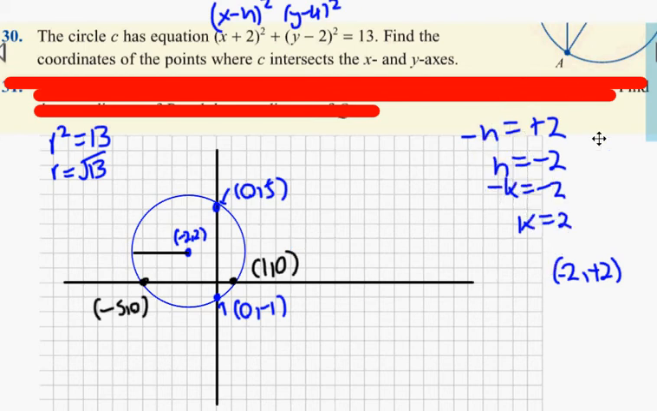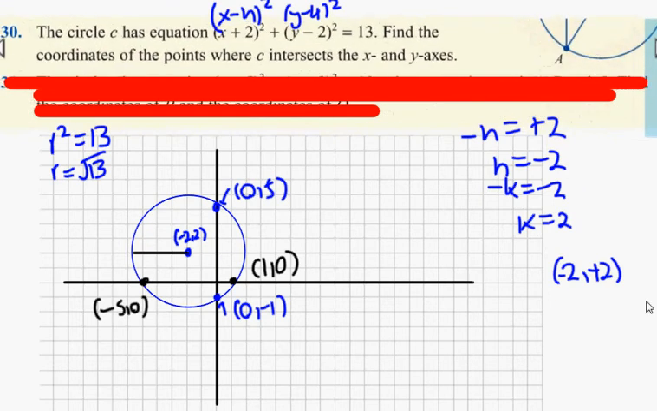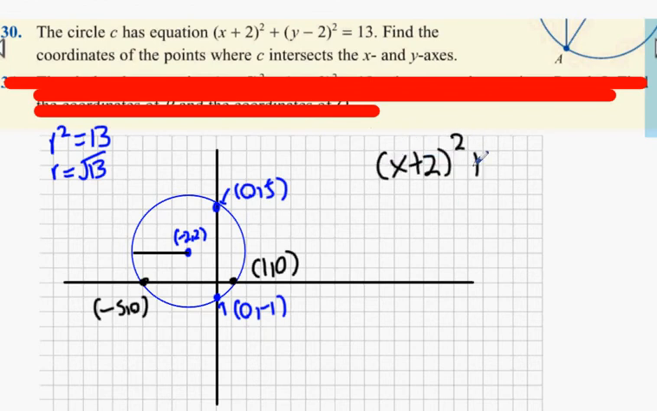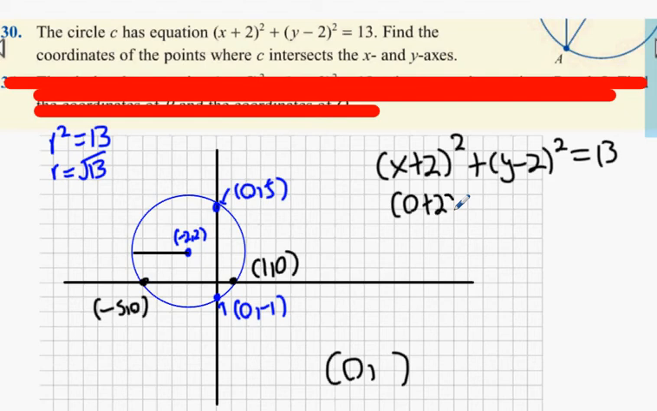So, here's what we're going to do. What's guaranteed about every point on the y-axis? And what is the first number? X is going to be 0. So you have chosen x to be 0. How do you use your formula when you choose x is 0? What do you have to do to all the x's? Make them 0. 0 plus 2 squared, plus y minus 2 squared, which is y minus 2 by y minus 2, and that equals 13.